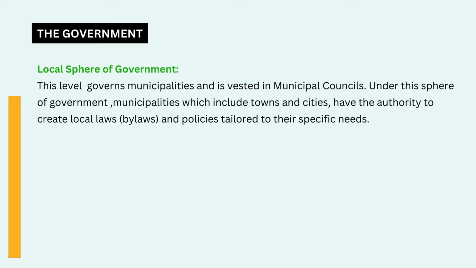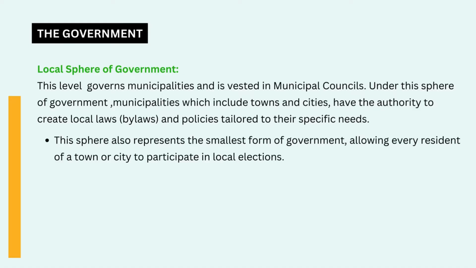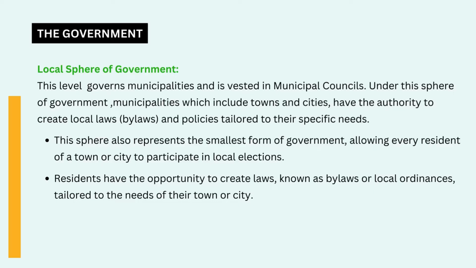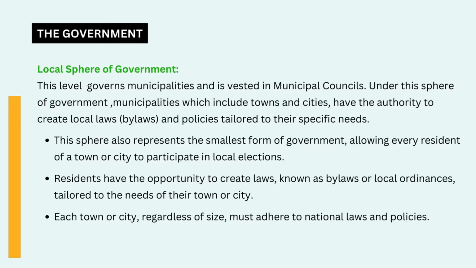3. Local sphere of government. This level governs municipalities and is vested in municipal councils. Under this sphere of government, municipalities, which include towns and cities, have the authority to create local laws, bylaws, and policies tailored to their specific needs. This sphere also represents the smallest form of government, allowing every resident of a town or city to participate in local elections. Residents have the opportunity to create laws, known as bylaws or local ordinances, tailored to the needs of their town or city. Each town or city, regardless of size, must adhere to national laws and policies.